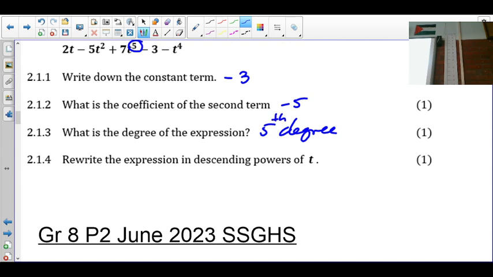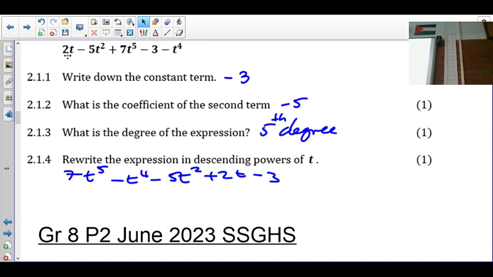Rewrite the expression in descending powers of t. What is descending? Biggest to smallest. The powers of t, the biggest exponent or index first. So that's going to give you 7t to the exponent 5 minus 4t to the exponent 4 minus 5t squared plus 2t minus 3. Is that correct? Okay, just pause it.